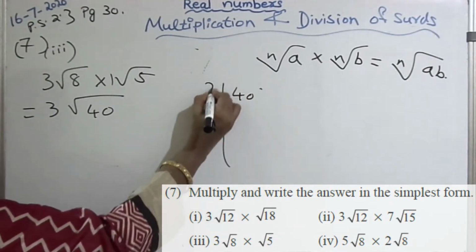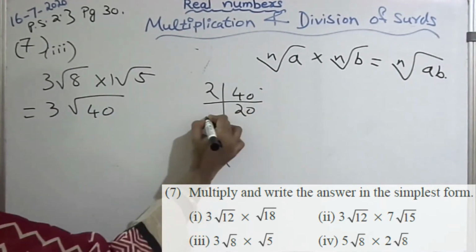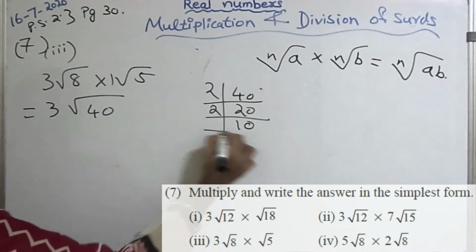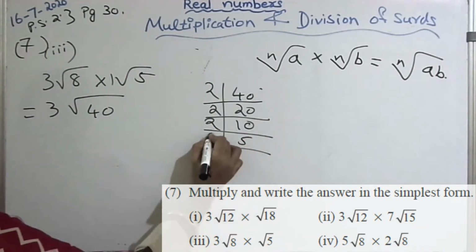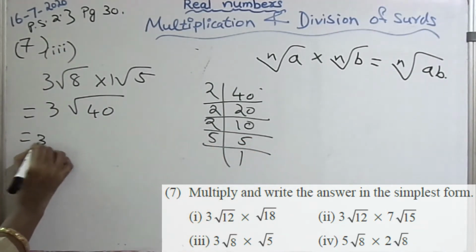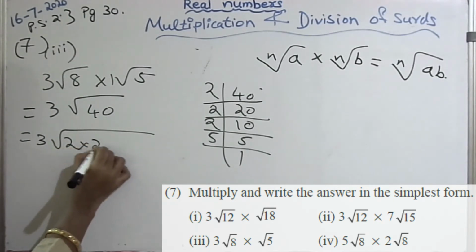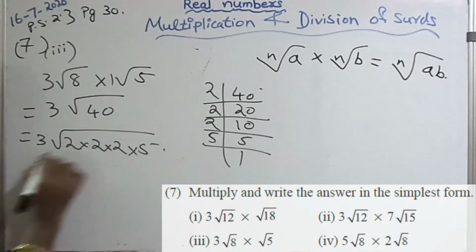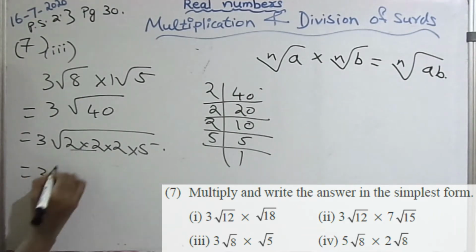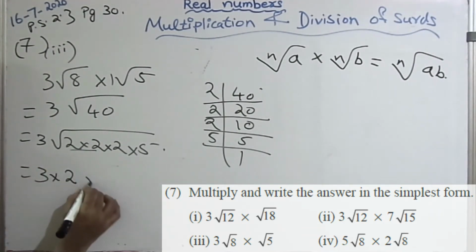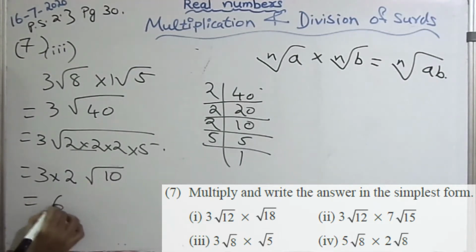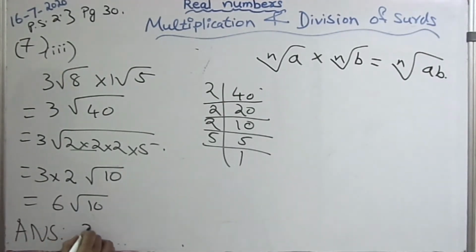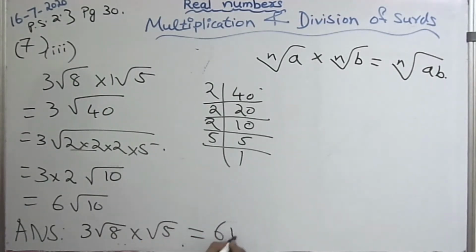First find the factors. 2 goes in 40 how many times? 20. Again 2 goes, 2 tens are 20. Again 2 goes, 2 5s are 10. And 5 ones are 5. So you get 3 root 2 into 2 into 2 into 5. So that is equal to 3. These two 2's will come out as 2, so 2 into 3 is 6 root 10. So your final answer is 3 root 8 into root 5 is equal to 6 root 10.